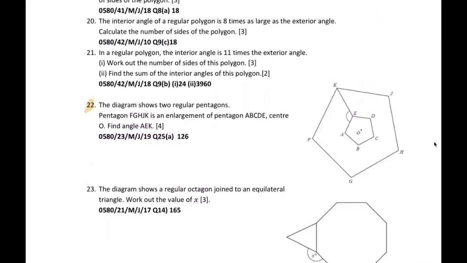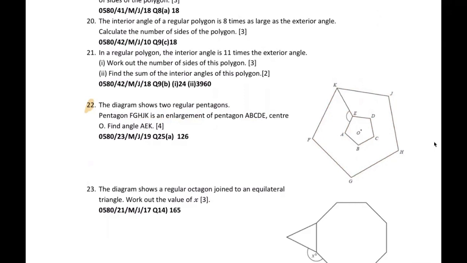Now the diagram shows two regular pentagons. So there is a smaller pentagon inside and there's a larger pentagon outside. Pentagon FGHJK is an enlargement of pentagon ABCDE. Find angle AEK. This is the angle that needs to be found out.